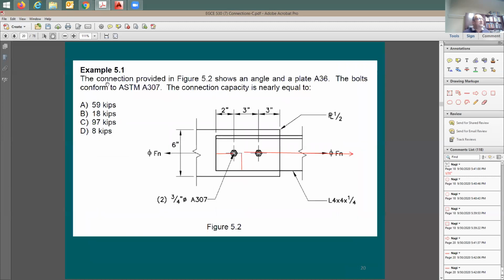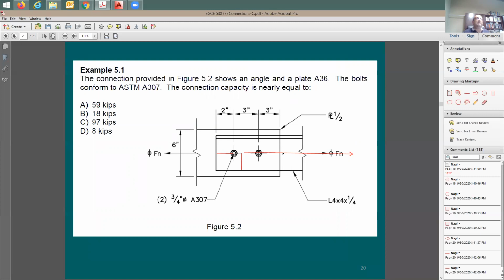In this example, it says the connection provided in this figure shows an angle and a plate, A36. So both of them are going to be A36. The bolt conforms to the ASTM A307. This is like the machine bolt. The connection capacity is nearly equal to... Okay, now I need to look at the connection capacity.